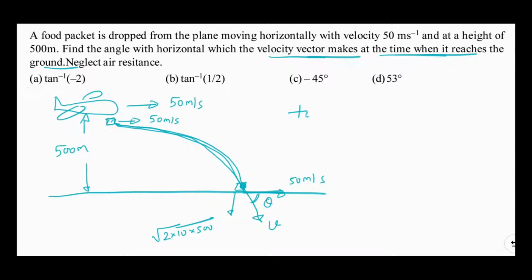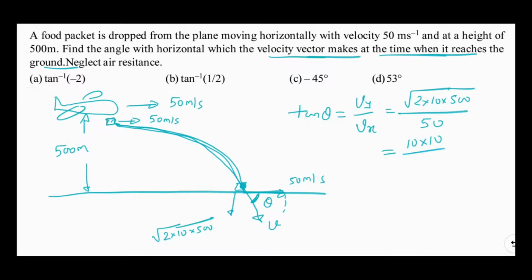So, if theta is the angle of the velocity with the x axis, then tan theta should be the y component of velocity divided by the x component. The y component is going to be root 2gh, with h as 500, divided by the x component, which is 50. We can solve this to get the value of tan theta. It's going to be root of 2 into 10 into 500, which is root of 10000, which is 100. So, it is going to be 100 by 50, or 2. So, theta is going to be tan inverse 2. So, my correct answer should be tan inverse 2.